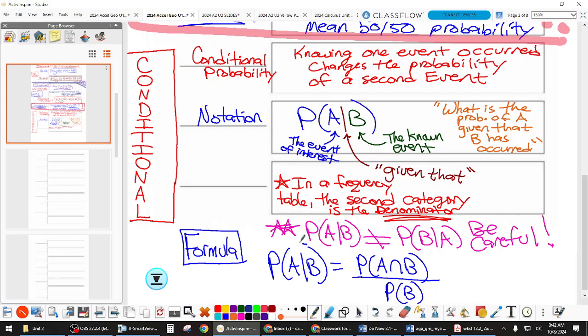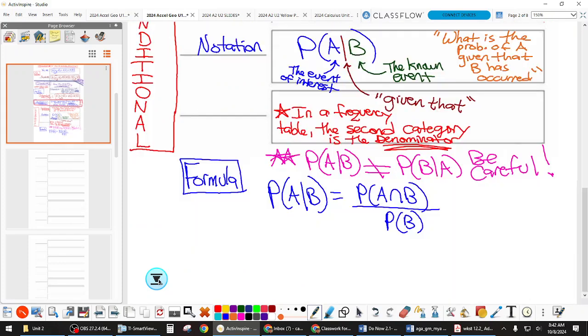How do you think this formula would change if it was the reverse, B given A? What changes in the other side? Yeah, Ryan? That A would be the denominator. Yeah, it would be P of A now, down here. Right?